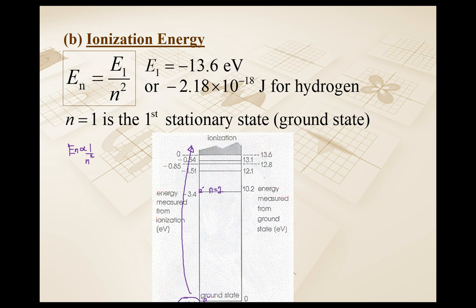Okay, so let's say we're going to make a jump from n equals 2. Let's change the color here. Let's go to red. Okay, n equals 2, and we want to go to n equals 1. It's when we jump down that we emit a photon of light. This is actually going to be an ultraviolet photon. I'll just draw it in red here, but it would be a UV photon.